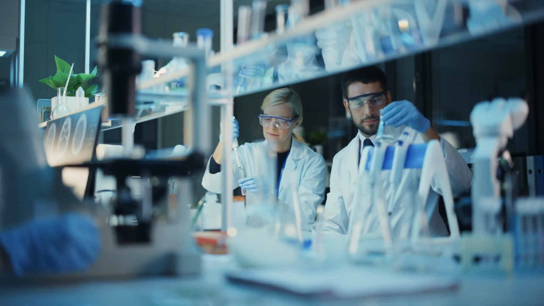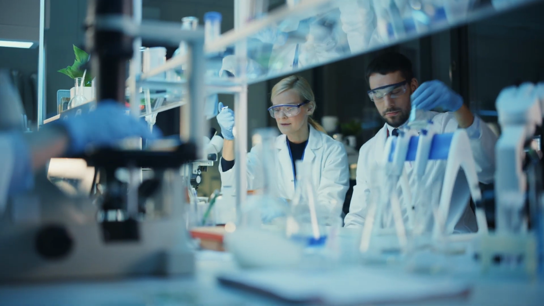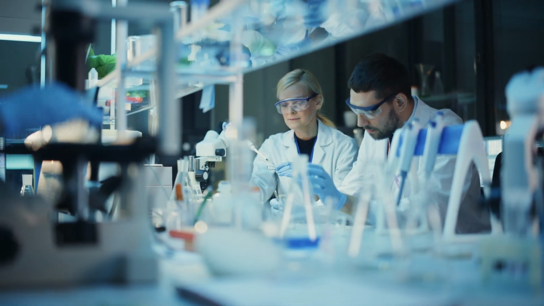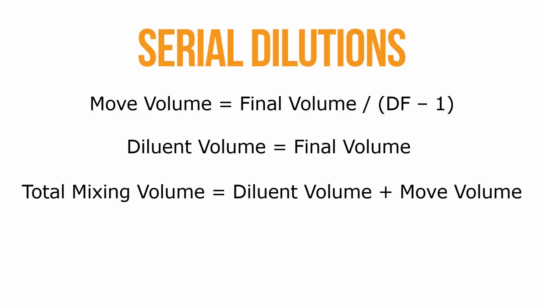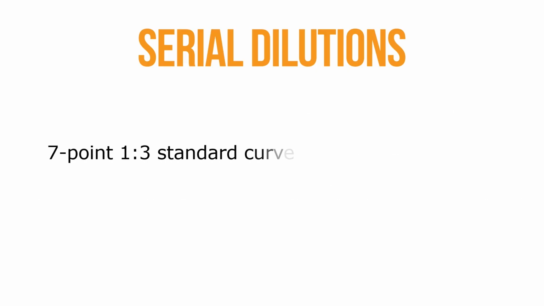Serial dilutions are repeating step dilutions that are commonly used to build ELISA standard curves. The key formulas are: move volume equals the final volume divided by the dilution factor minus 1. Diluent volume is going to be equal to the final volume. And total mixing volume equals diluent volume plus move volume. Let's run through an example with a 7-point standard curve pipetted in duplicates.